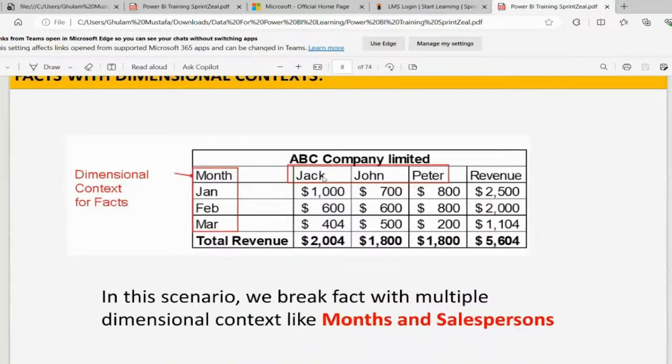Likewise, I applied another dimension, this one. What is this dimension? This is the employee dimension, the employee name. Yes, that is what it implies.